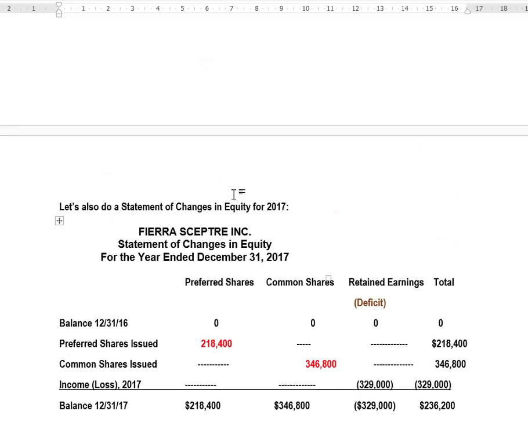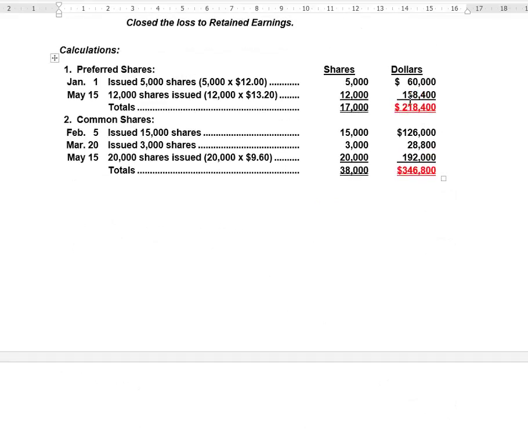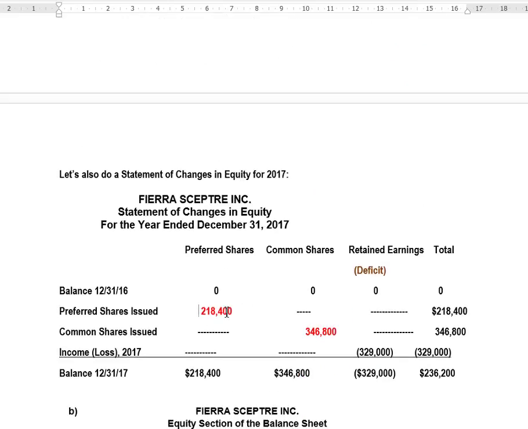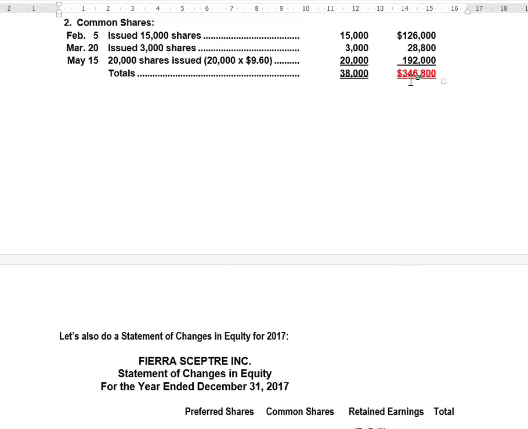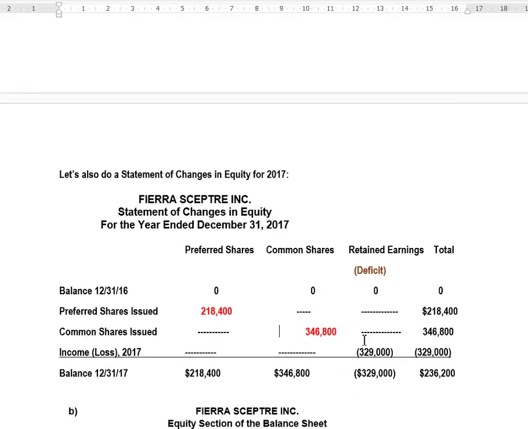That was the total dollar value of the equity that was created when the preferred shares were issued during 2017. It didn't affect our common shares. It doesn't affect our retained earnings. But you see, it does affect the total equity created. Similarly, when we're looking at the value of the common shares we issued, we can get that from up here when we did our tracking. Total equity created here through the common share issue in 2017 was 346,800.